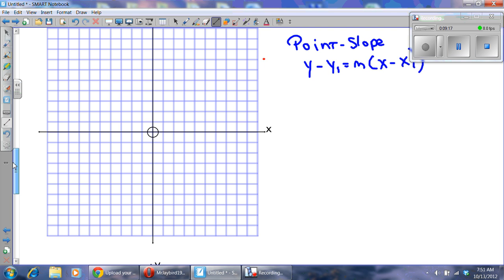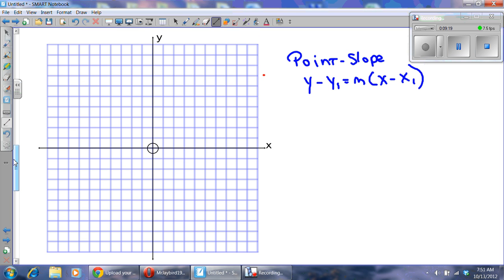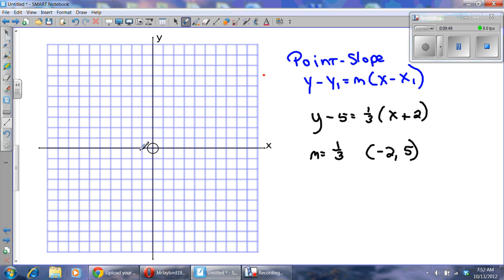We're going to graph one in point slope form. Let's use the equation, let's see here, y minus 5 equals 1/3 times quantity of x plus 2. All right, you go ahead and pause the video, find the slope, and find a point that the line goes through. All right, so the slope is 1/3. The point that it travels through is negative 2, positive 5.